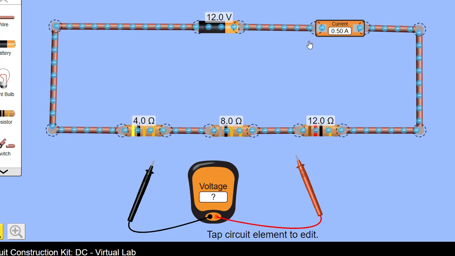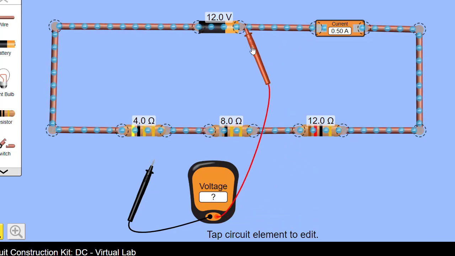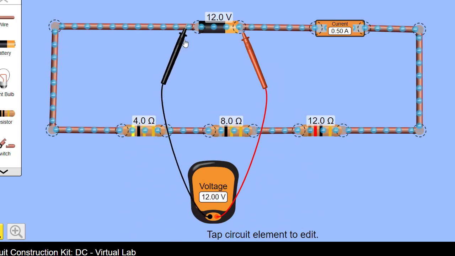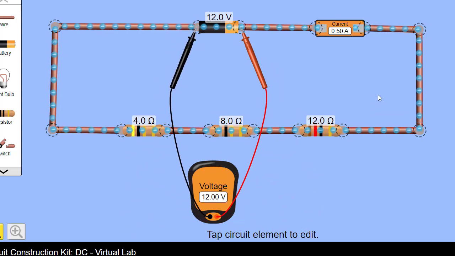A voltmeter can tell you the gain of energy per coulomb, that is the volts, in any part of the circuit. So for example, if I put the voltmeter across the terminals of the battery, what I'm measuring is 12 volts, which means that for every coulomb of charge that passes through that battery or cell, it's going to gain 12 joules per coulomb. Now let's look at the resistors.